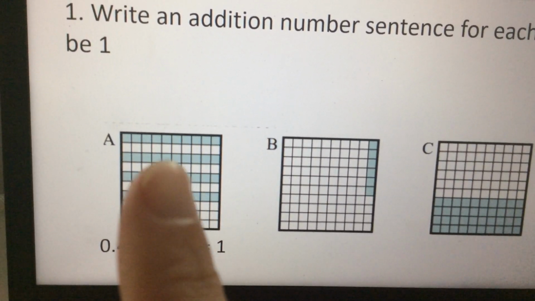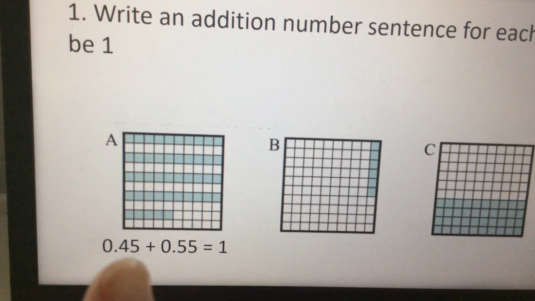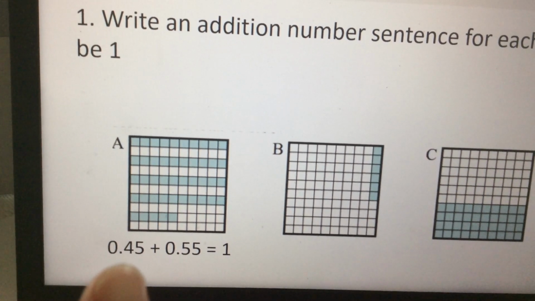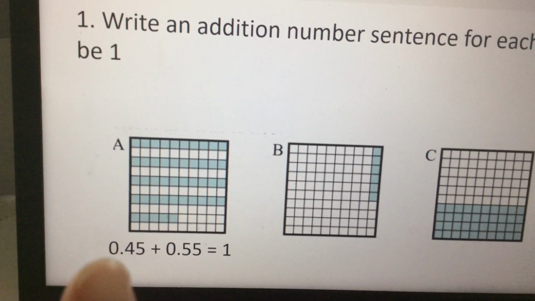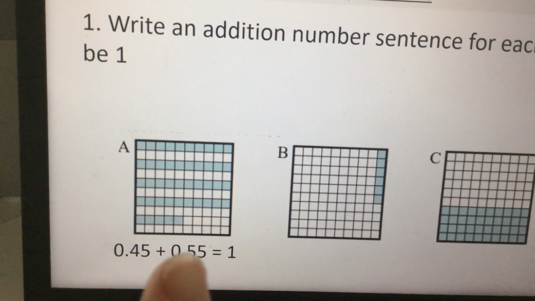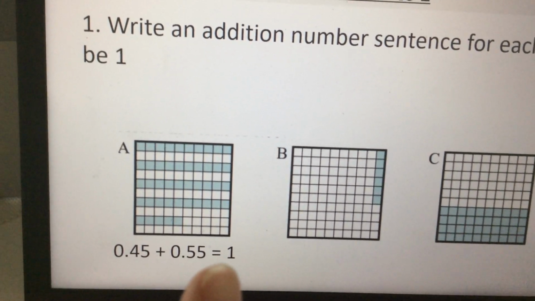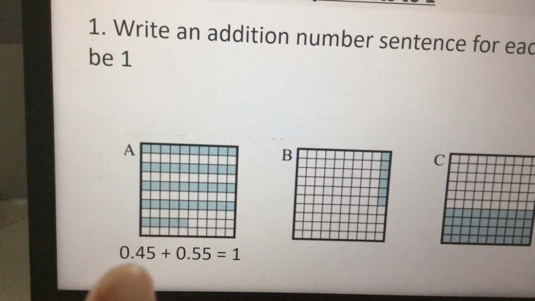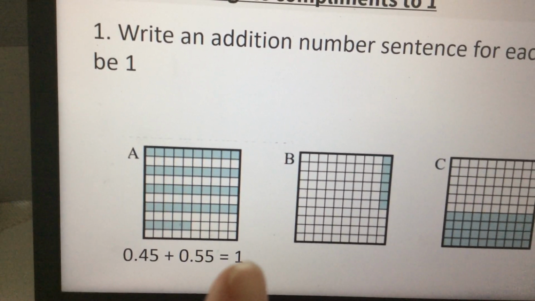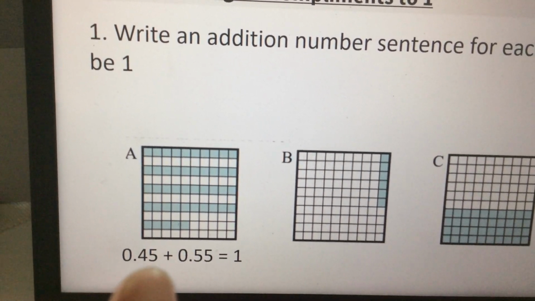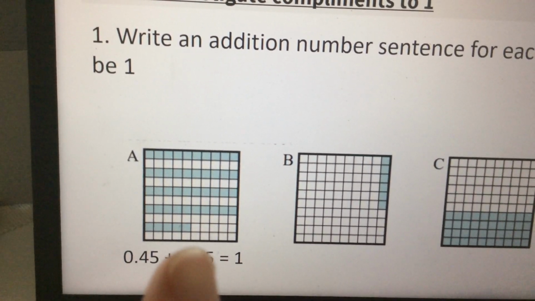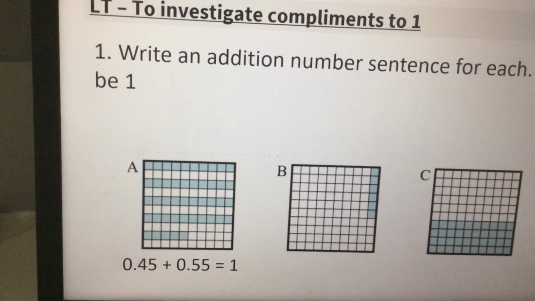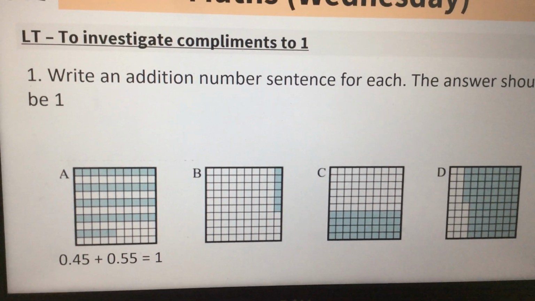We need to know first of all the blue one, and we can do either way around. We've got 45 of those little squares out of 100 shaded blue, so that's 0.45. You could count the white squares, or you could do a subtraction. If you know the total is 1 and you've got your 0.45, you could do 1 take away 0.45 and you'd be left with 0.55. To check, do the inverse: add those bits together and see if you get back to 1 at the end.